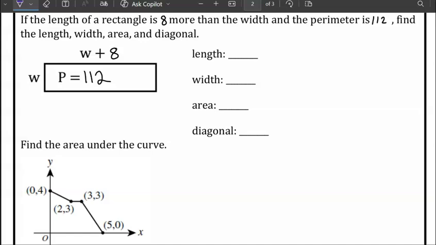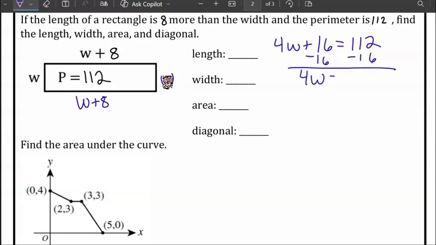If the length of a rectangle is 8 more than the width and the perimeter is 112, find the length, width, area, and diagonal. So the perimeter of this would be the distance around. We have a W over here and a W plus 8 on this side. We have 4W plus 16 equals 112. Let's subtract 16 from each side. 96, divide each side by 4 to get W equals 24. So that's the width.